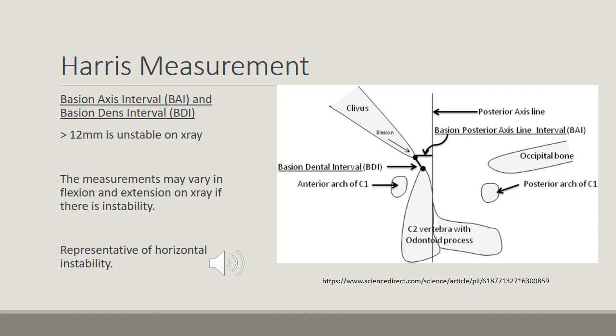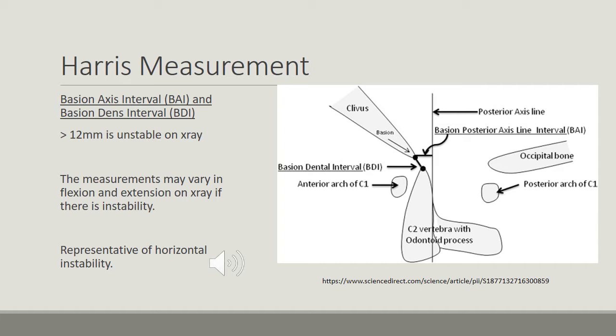More than 12 millimeters in either of those is unstable on an X-ray. The measurements may vary in flexion and extension on X-ray if there's instability, so it's a bit positionally dependent, as Dr. Patty mentioned, under MRI as well. This would be representative of horizontal instability. Dr. Patty will speak a little bit later about how many positive tests that you have. I know more than 12 millimeters here is representative of instability, but they just keep compiling on top of each other.